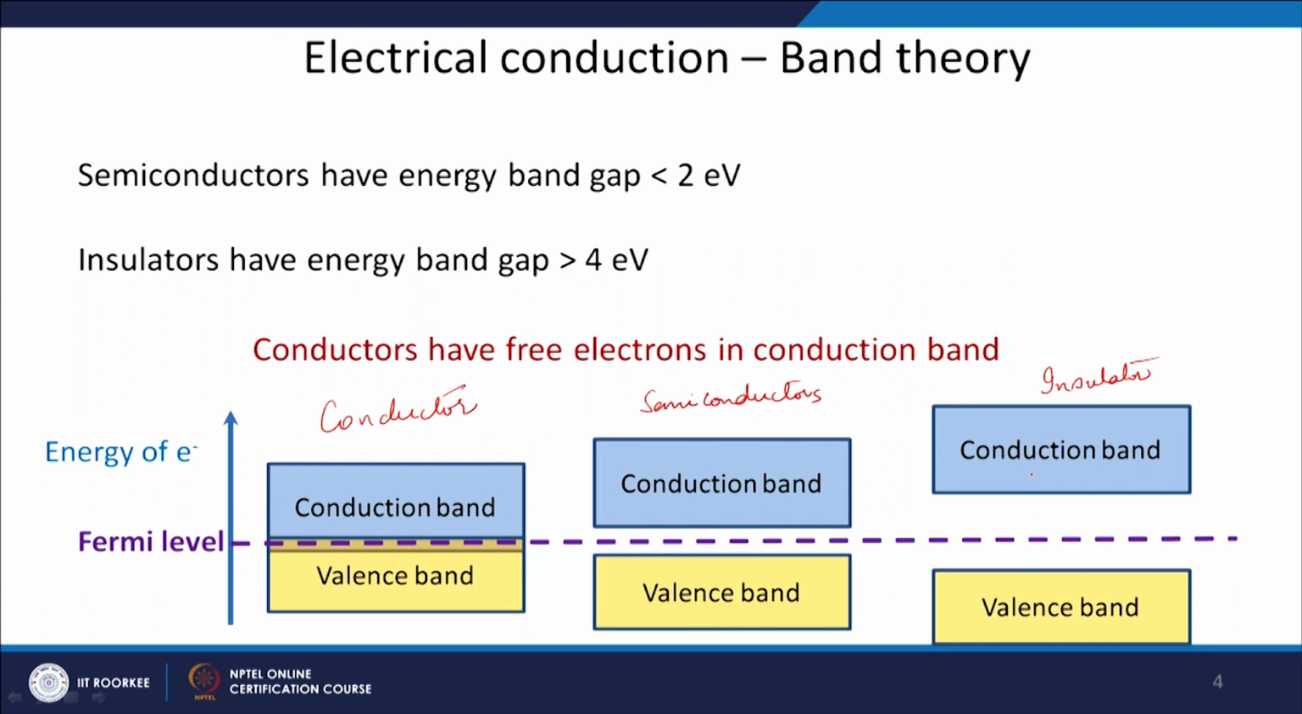In case of an insulator, you will have a large gap between the two and it will not be possible for the electron to jump to the conduction band. If you want to see the energy gap in terms of values, semiconductors have an energy band gap of less than 2 electron volts, whereas insulators have an energy gap of more than 4 electron volts. In case of a conductor, they are overlapping each other, so there cannot be any gap between the two.